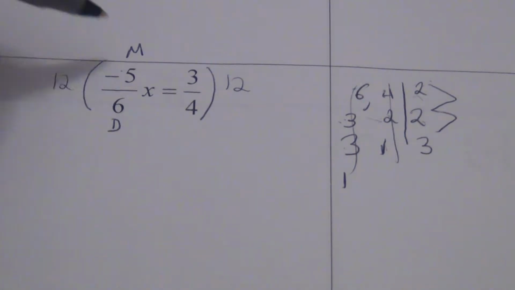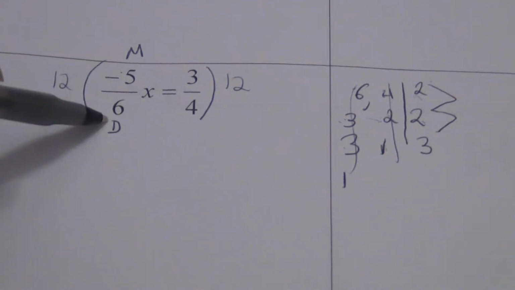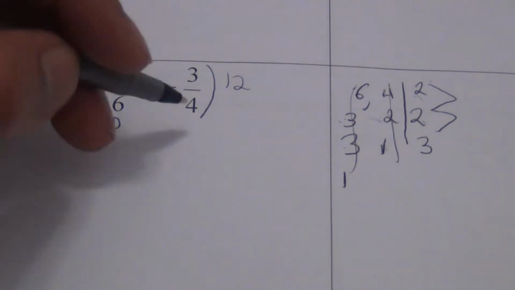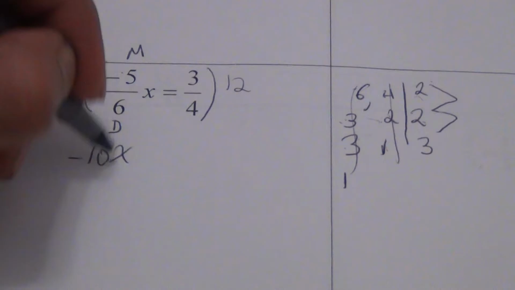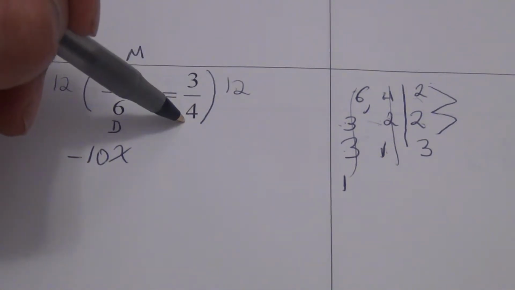12 times 5 is 60, and then divided by 6, you see? So then it's easier to say 12 divided by 6 is 2, times negative 5 is negative 10 x. See how easy it was? And now 12 divided by 4 is 3, times 3, 9.